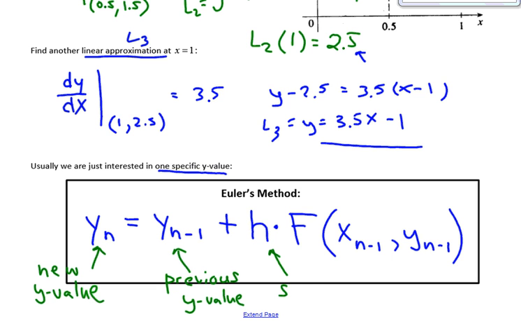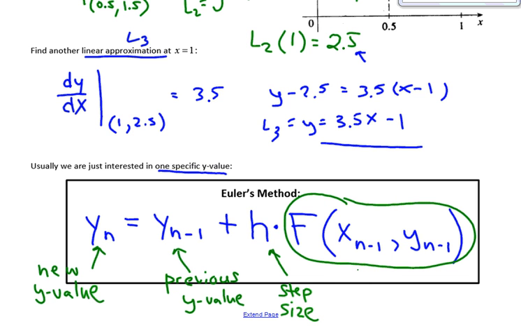The h is our step size. And then this whole thing right here is our differential equation. So that's dy dx for our slope, evaluated at the previous x and y. Okay? All right, so that is Euler's method.